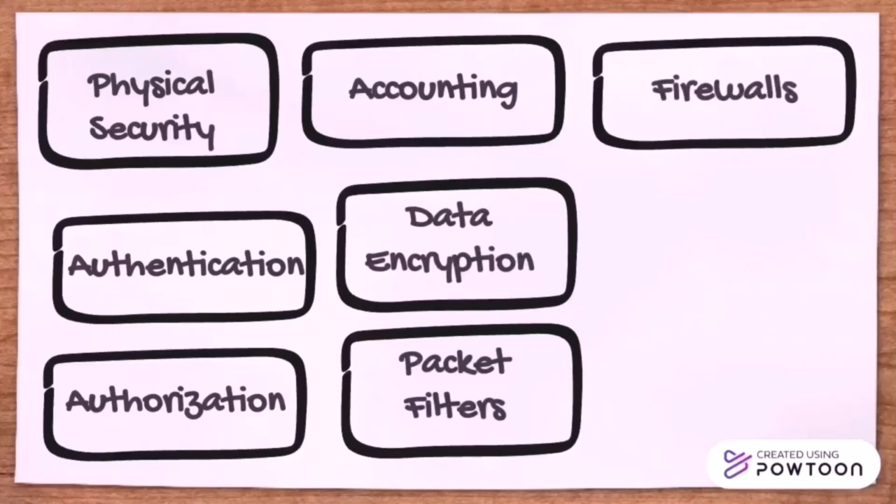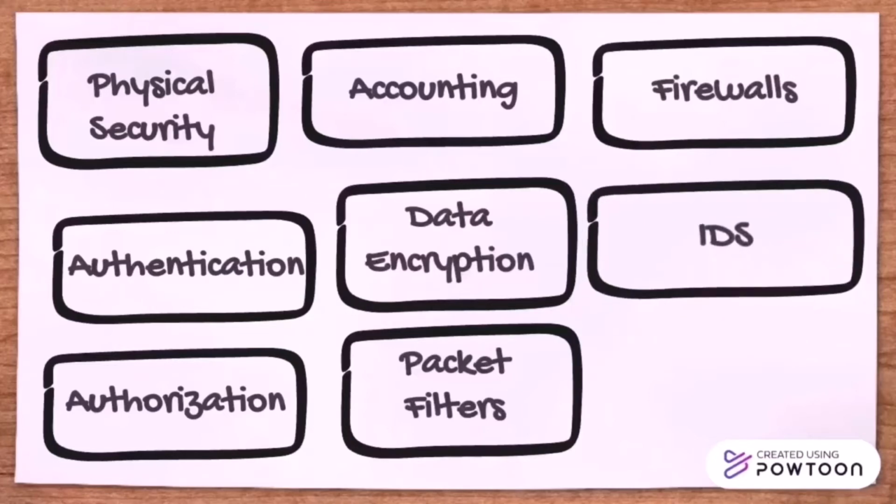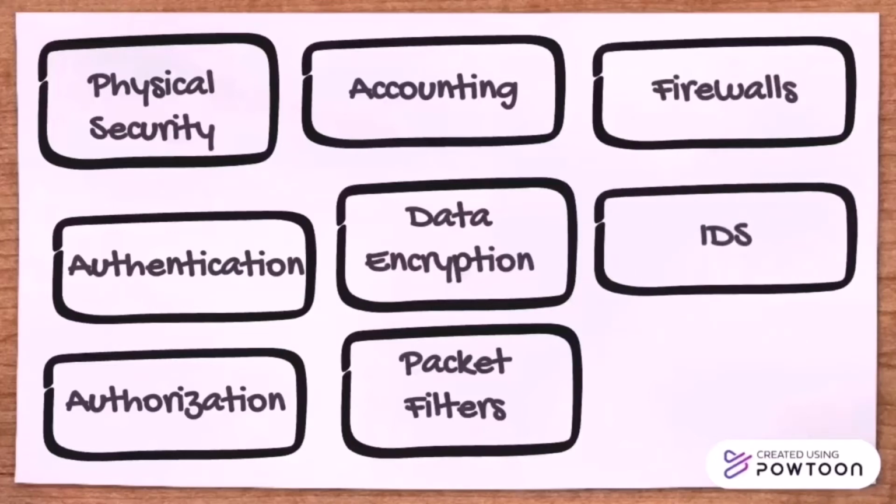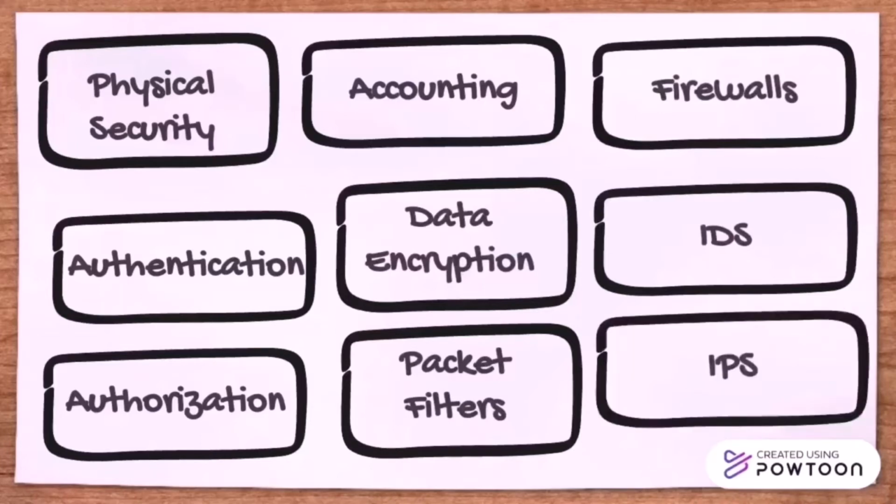Next, IDS. IDS means Intrusion Detection System. IDSs are network security technology for detecting vulnerability exploits against a target application or computer. Lastly, IPS. IPS is an intrusion prevention system. It continually monitors our network for possible malicious incidents and captures information about them.